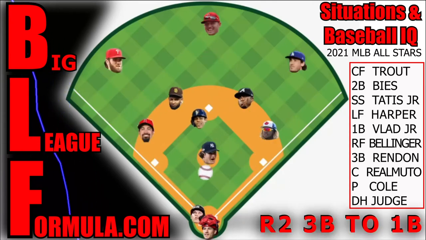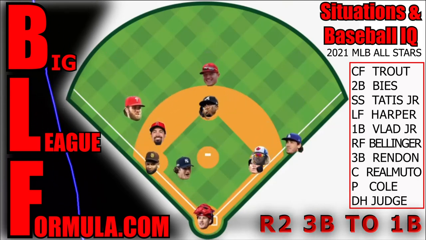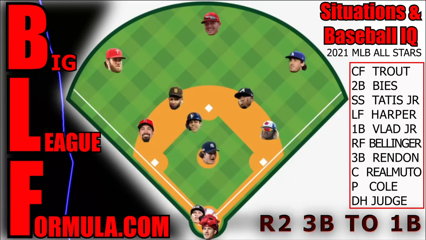Moving on. Situations, baseball IQ. Runner on second base. Hard hit ground ball to the third baseman. They stop the runner from going. Get him out at first. I like it. Nice play. Good base running right there, Yelich. Good job. The ball was in front of him.